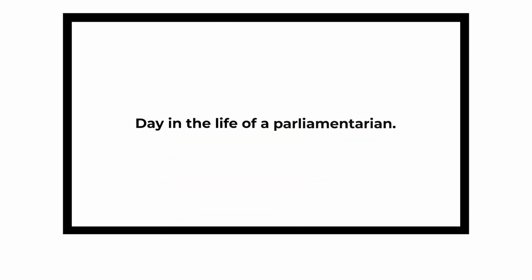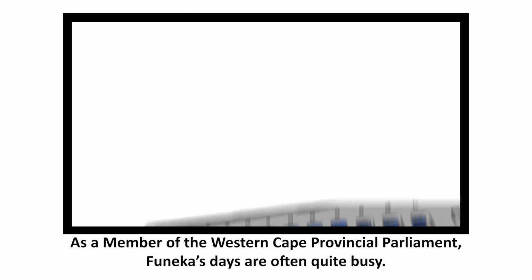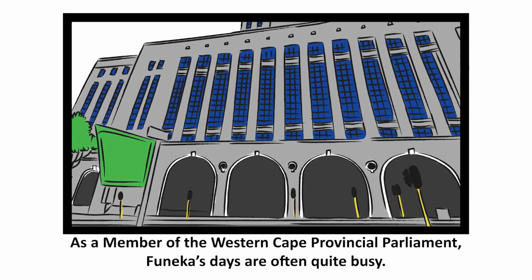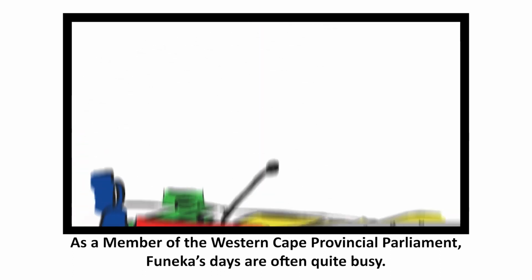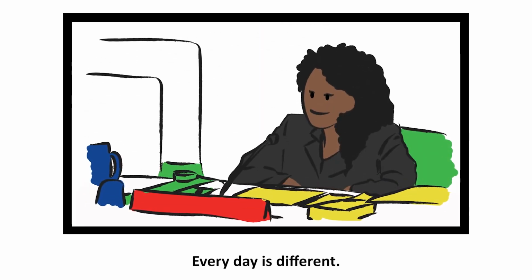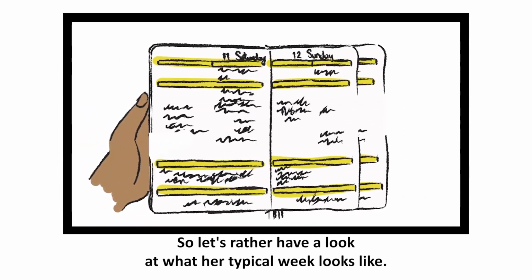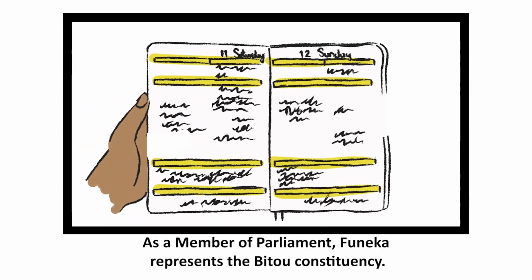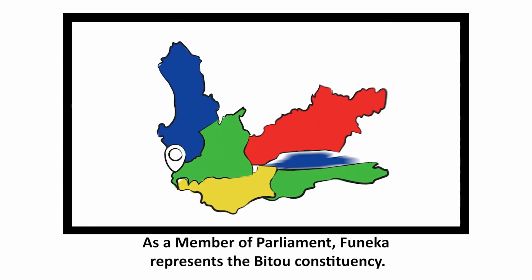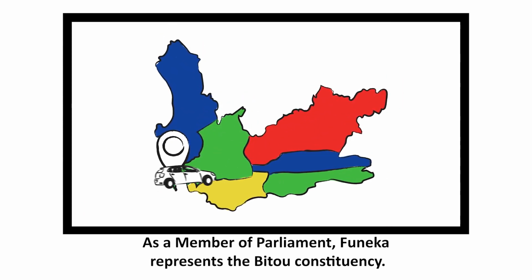Ever wondered what a typical week in the life of a parliamentarian looks like? As a member of the Western Cape Provincial Parliament, Funega's days are often quite busy. Every day is different, so let's rather have a look at what her typical week looks like. As a Member of Parliament, Funega represents the Beto constituency.